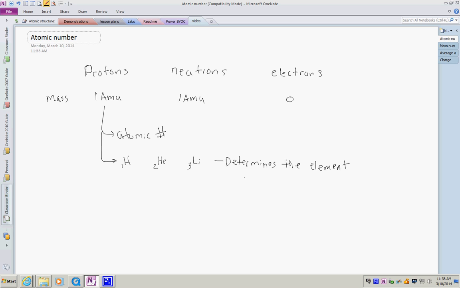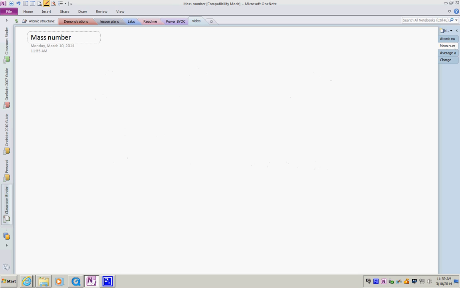Our second aspect here would be the mass number. And the mass number is, let's flip to the next slide here, would be the protons, which have 1 AMU. We have the neutrons, which also contain 1 AMU. So all this mass is located in a very small center of the atom called the nucleus.